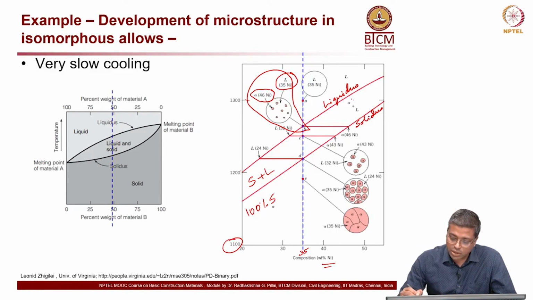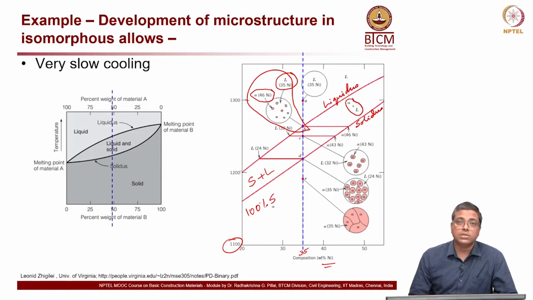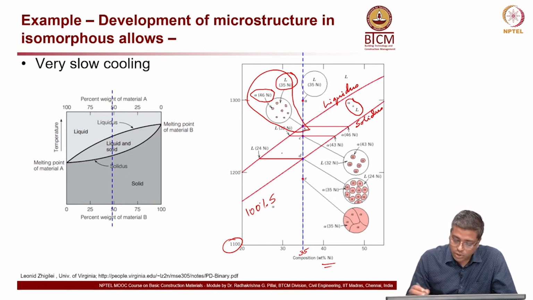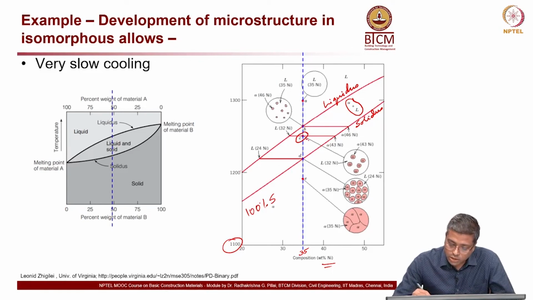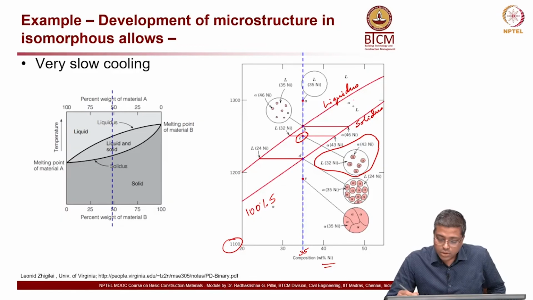Now, this region in between these two, liquidus and solidus, is the alpha plus L, that is solid plus liquid phase. Now, if you move to point C, that is this point here, the corresponding micrograph or sketch is this. So, you have alpha and liquid, both are there because it is in between the solidus and liquidus.